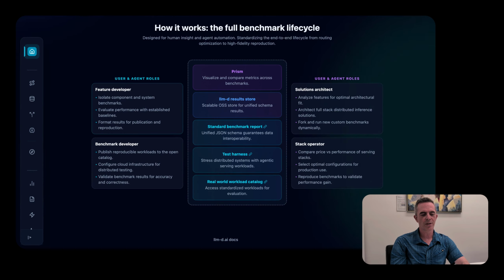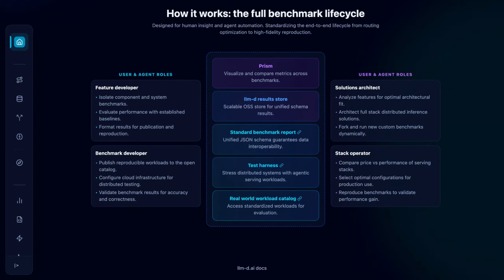Going back to the main experience here, you can see that we've built Prism for many different roles, starting with the feature developers, the folks running benchmarks, as well as the people who are responsible for designing these solutions and putting these solutions in production, the stack operators. And Prism is built on top of many different components underneath the surface here, from a robust catalog of different workloads going beyond agentic serving to multi-turn chat and document summarization, to the test harnesses, standard report format, and the LLM-D result store, which is where we store all these results.